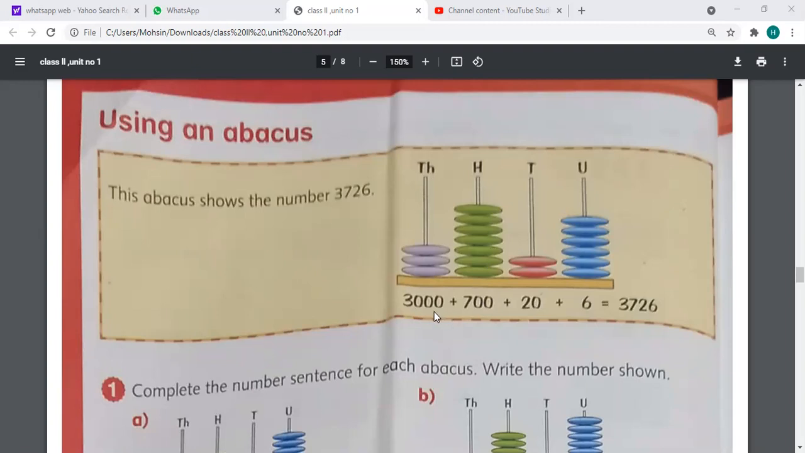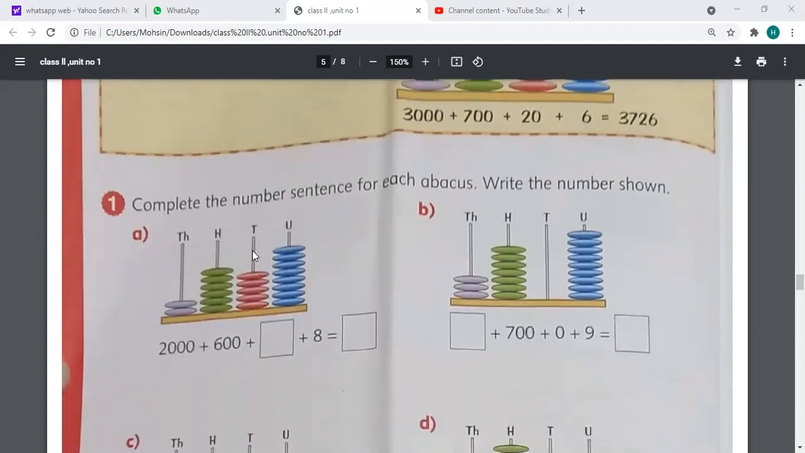So in the end, what they do, add up all these values and write it here. It becomes what? First they write 3, then they write 7, then they write 2, and then 6. It becomes what? 3726.